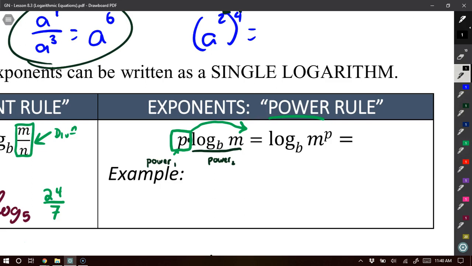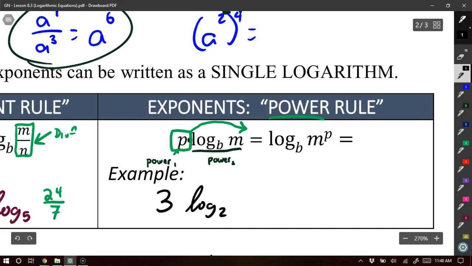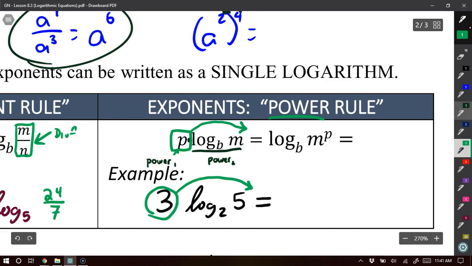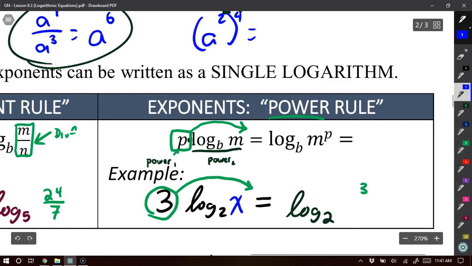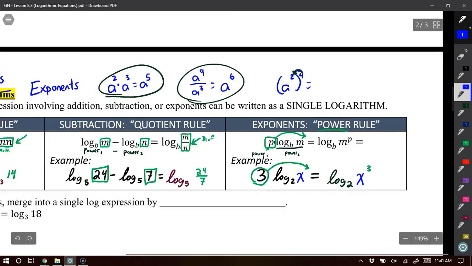And it becomes more visual. So if I have 3 log base 2 of 5, and I want to apply my power rule, I'm going to take this coefficient and bring it up to become a power. And so I have log base 2 of 5 cubed. I could change that to 125 if I want. And by the way, it doesn't even have to be a number. I could say an x here, and then this would be x cubed.